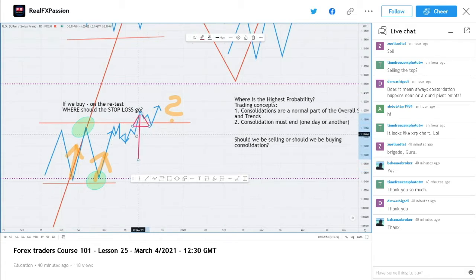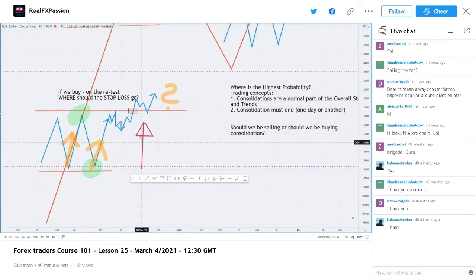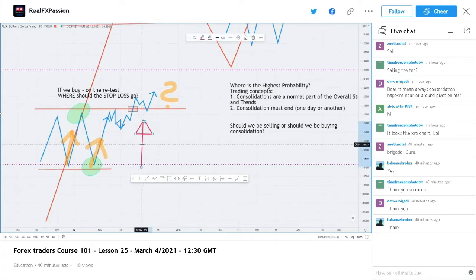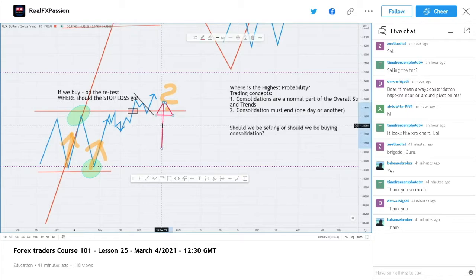So one more time, here was the breakout, right? Let's put a small quadrant. This was the breakout. Arrow, come on, TradingView. Breakout, small quadrant, retest. And we can also draw a counter trend line break in here, right? So counter trend line break in here, right? So we can be buying this. Where should the stop loss go?